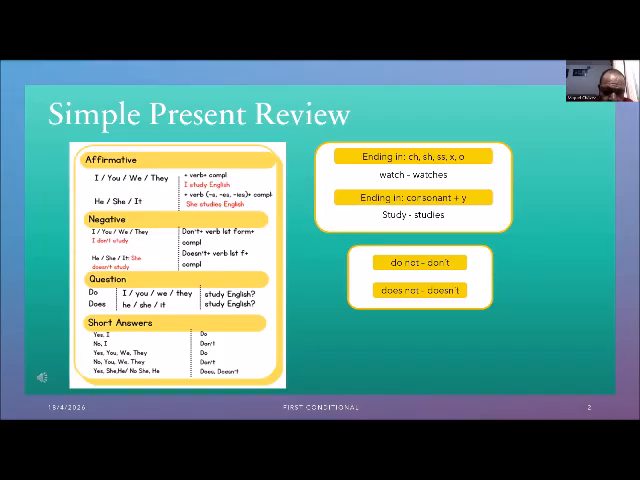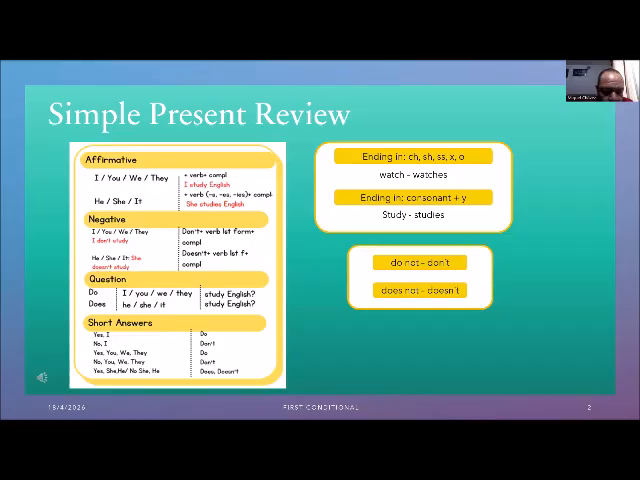Verbs ending in ch, sh, ss, x, or o take es. For example, watch, watches. And verbs ending in a consonant plus y change to ies. For example, study, studies. To form negative sentences, we use the auxiliary do not or don't with I, you, we, and they, and does not or doesn't with he, she, and it. The main verb stays in its base form. For example, I don't study or she doesn't study. Notice that the s disappears from the main verb because it moves to the auxiliary does.